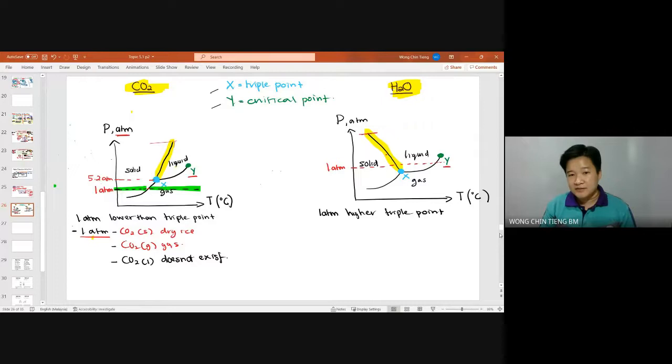Apa jadi? Alright, at 1 atm, your water solid adalah ice. Your water liquid adalah air minum kamu. Alright, air kamu. And then your water gas is your wap air.